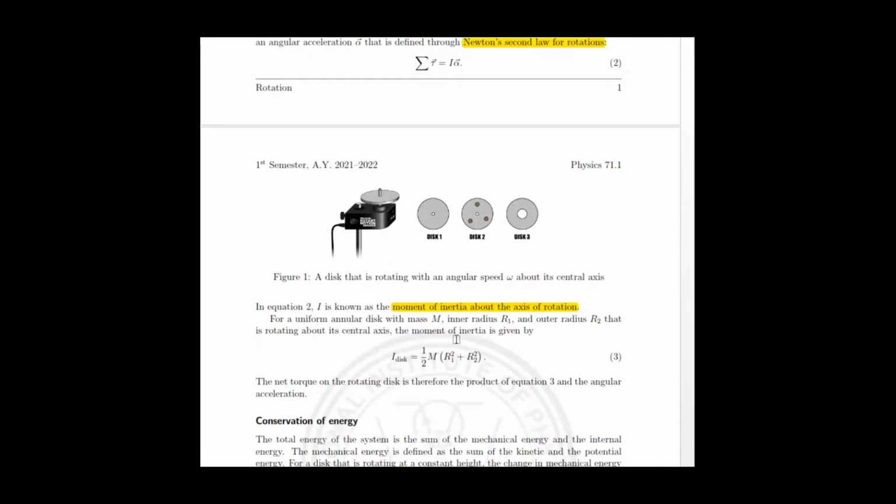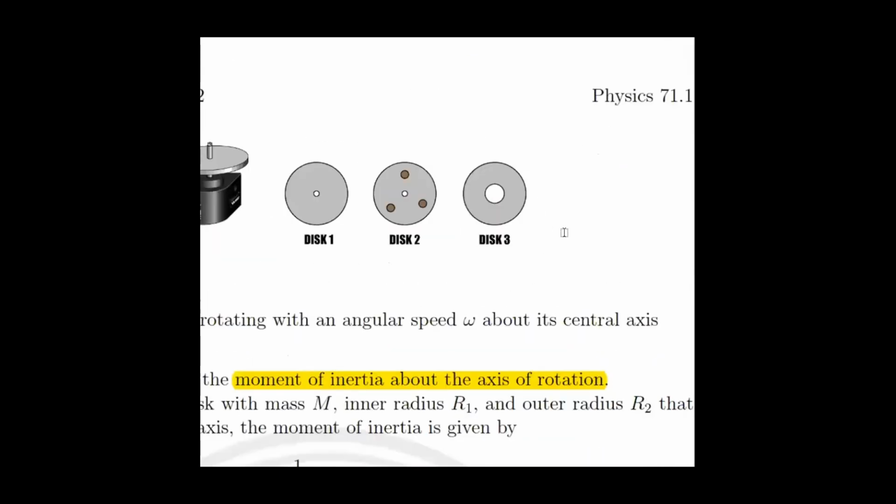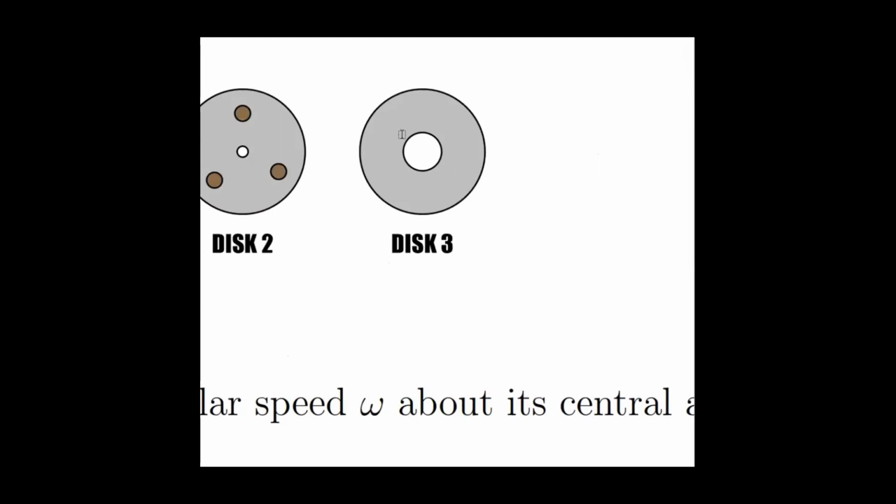Since we are using a disk here, ito lang ang kailangan nating alalahanin na formula. I disk is equal to 1/2 m, the mass of the disk, times the sum of the squares of its inner and outer radius. So, kapag mag-drawing ka dito, ayan, let's zoom in for a little bit. You have here a disk. So, meron siyang inner radius, itong distance na ito. At meron siyang outer radius, which is yung distance na ito.